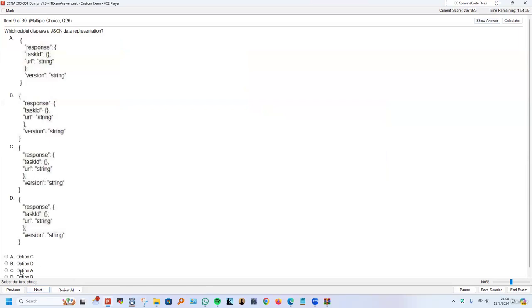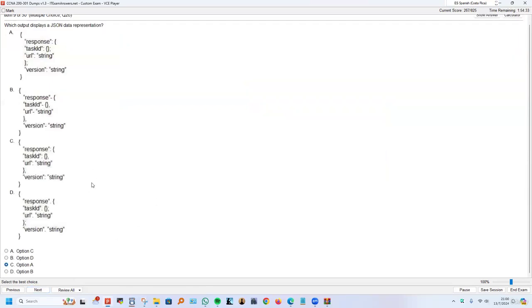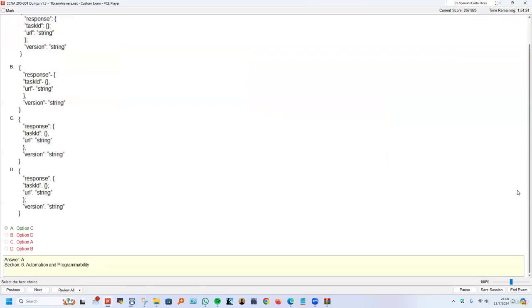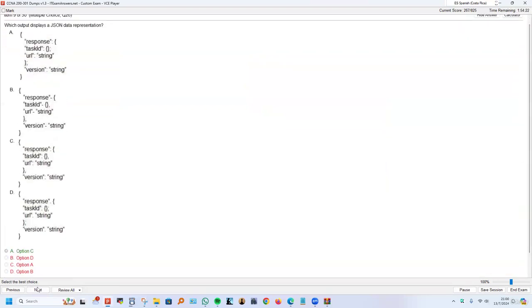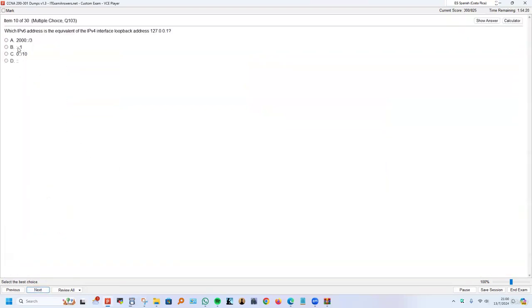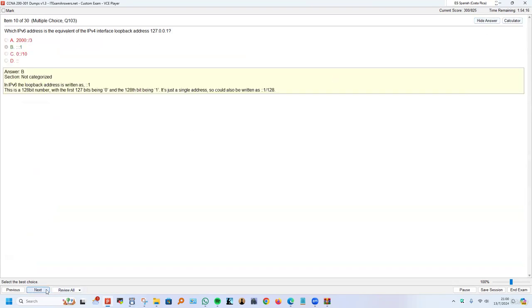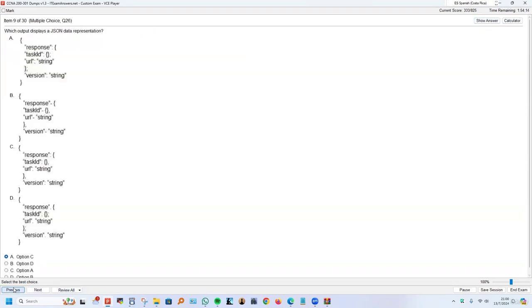This one I know for a fact is option C. No, it's option C there. So which one is A here? You have to be really, really careful with these questions because they are very tricky. This one I know is B. Let's go with the next. We didn't really read those, so let's go reading those.